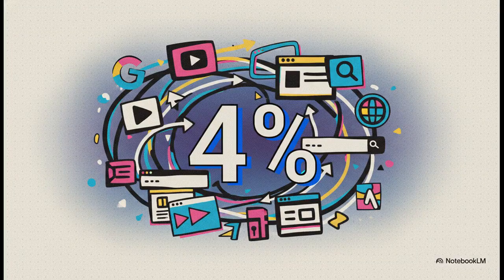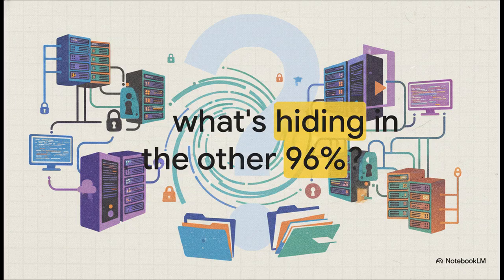Get ready for this number, because it's pretty wild. The internet that you and I use every single day accounts for only about 4% of all the content that's actually out there. 4%. We call that the surface web. That just begs the question, doesn't it? If everything we know and use is just a tiny little slice of the pie, what on earth is hiding in the other 96%? Well, that's exactly what we're here to find out.